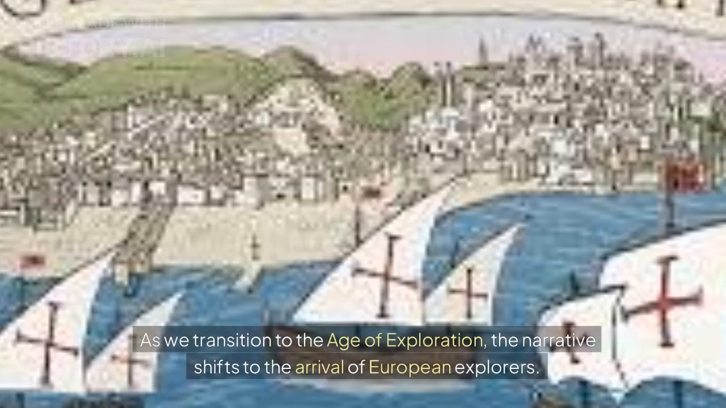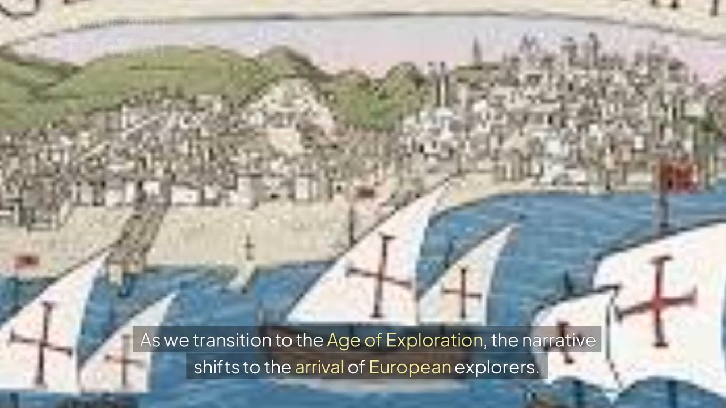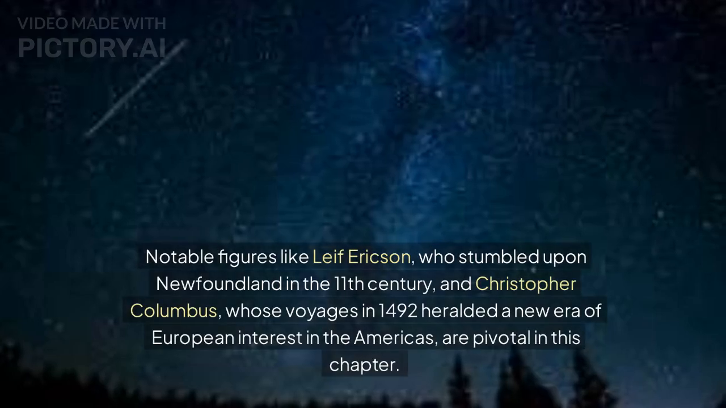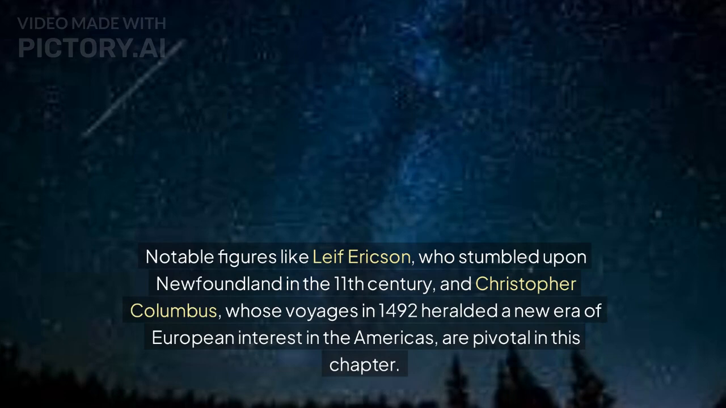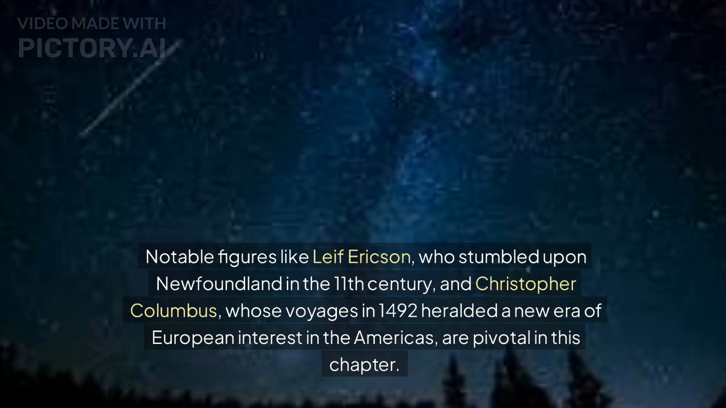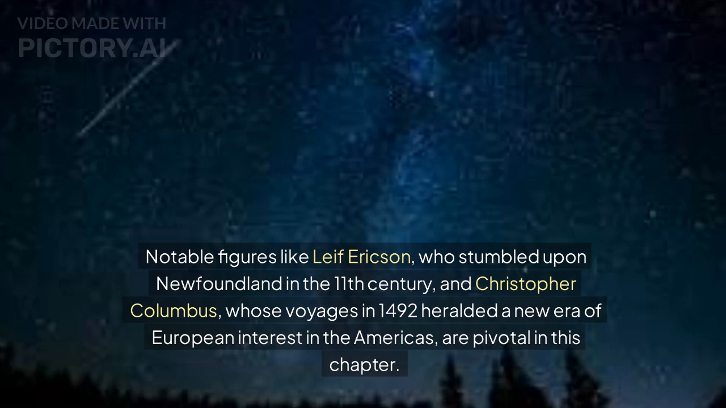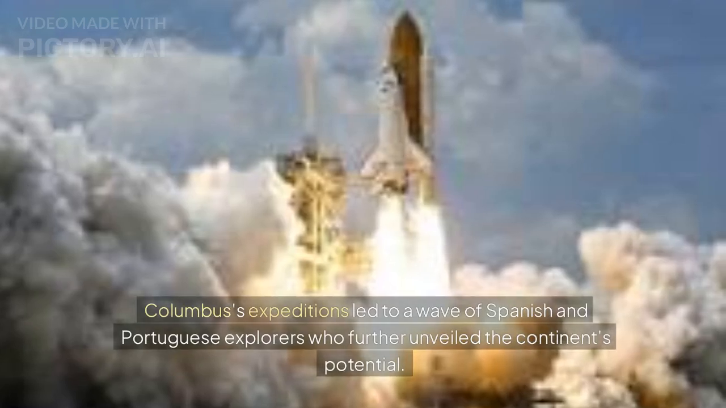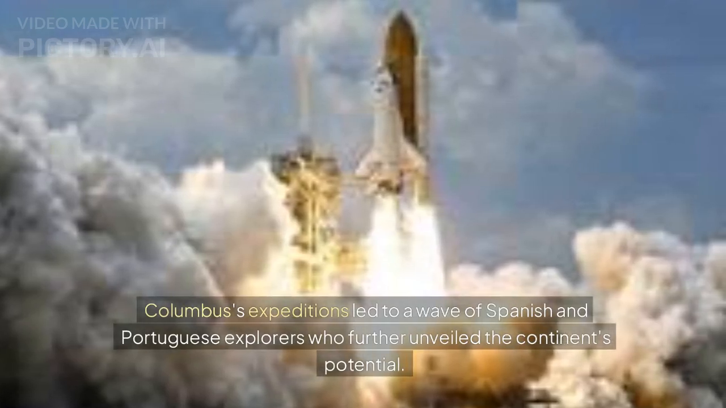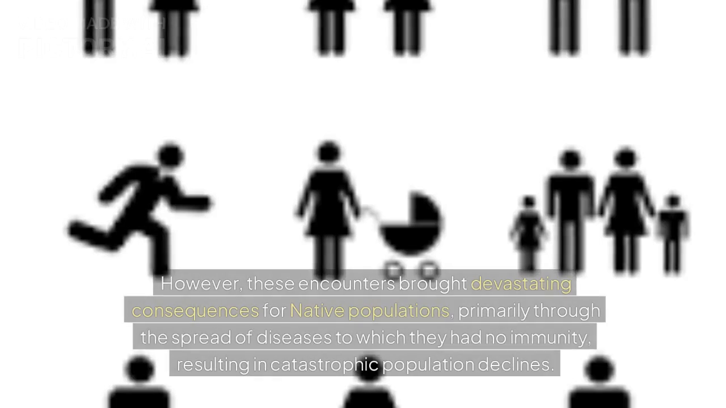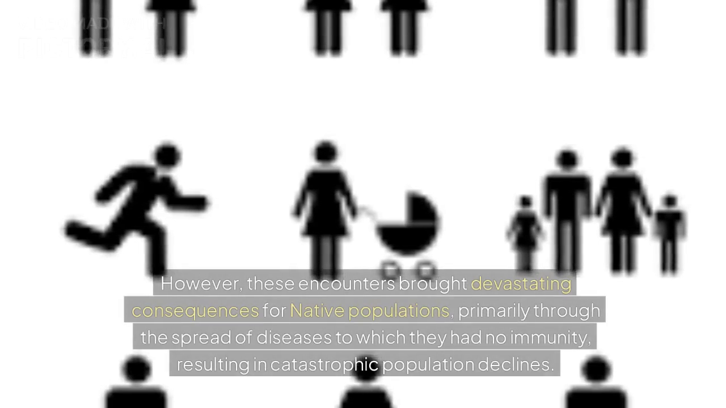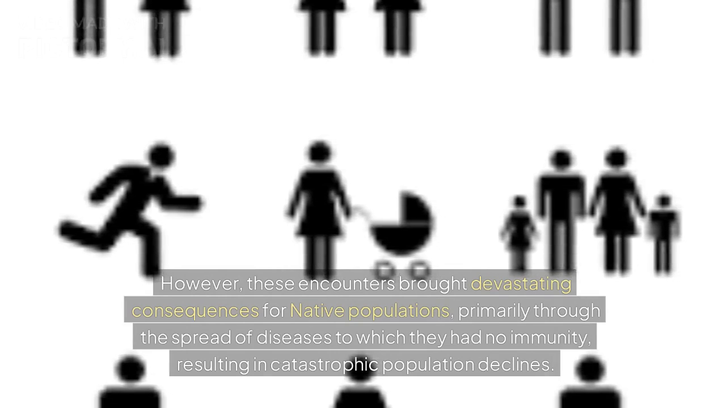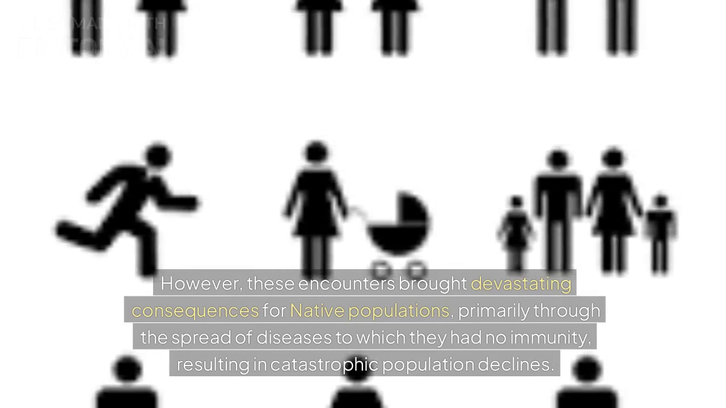As we transition to the age of exploration, the narrative shifts to the arrival of European explorers. Notable figures like Leif Erikson, who stumbled upon Newfoundland in the 11th century, and Christopher Columbus, whose voyages in 1492 heralded a new era of European interest in the Americas, are pivotal in this chapter. Columbus's expeditions led to a wave of Spanish and Portuguese explorers who further unveiled the continent's potential. However, these encounters brought devastating consequences for native populations, primarily through the spread of diseases to which they had no immunity, resulting in catastrophic population declines.